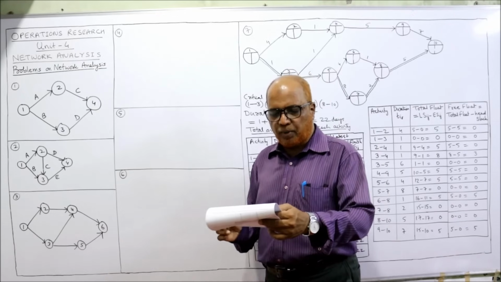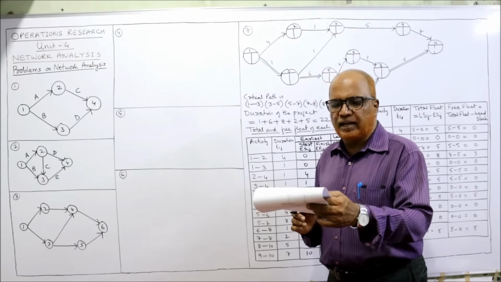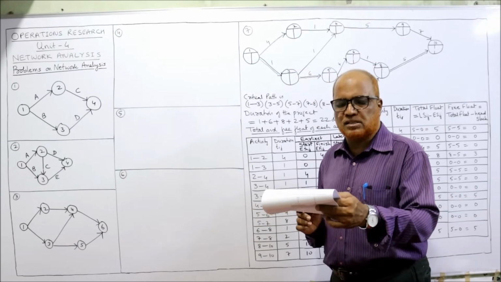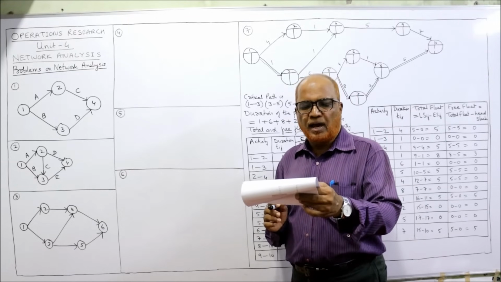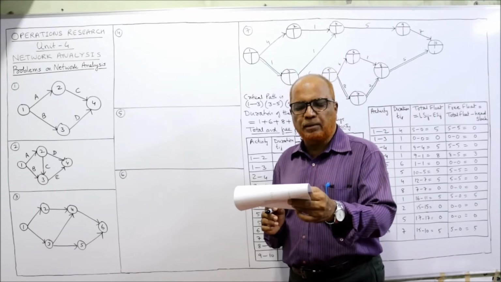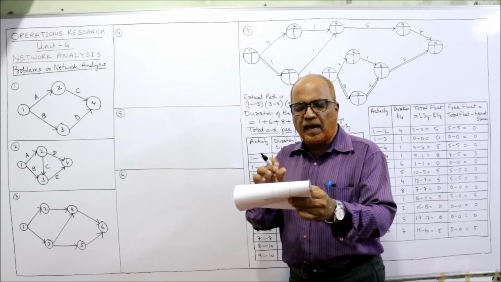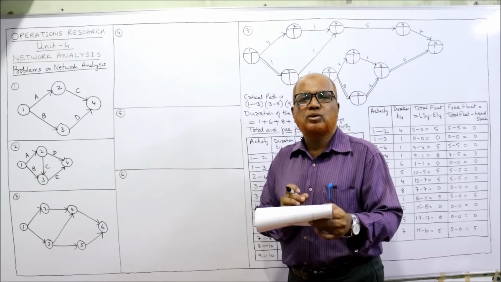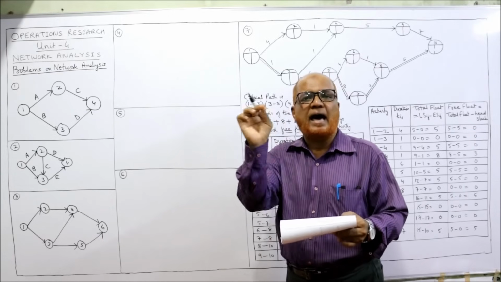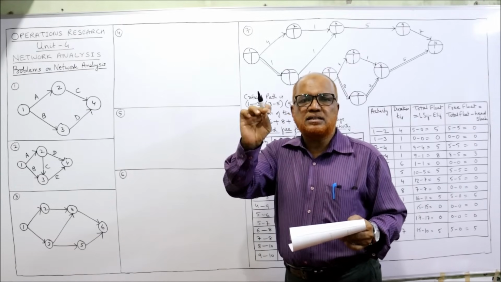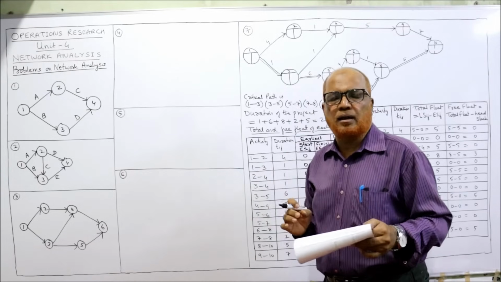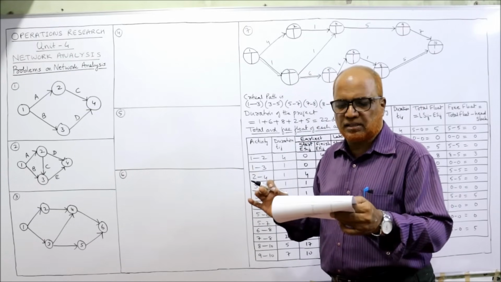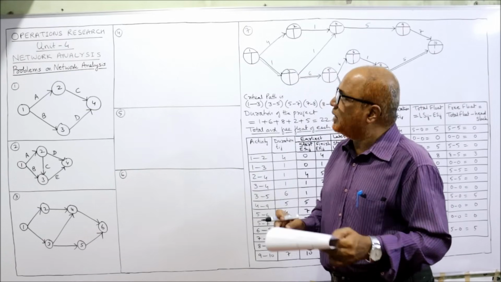Next, fourth problem. A project schedule has the following characteristics. Activity 1 to 2, time is 4. Activity 1 to 3, time is 1. Like this, all the activity times are given. So we write the time on the arrow. On the activity arrow, we write down the time. Construct a network diagram. Simply, we have to construct the diagram. This is problem number 4.